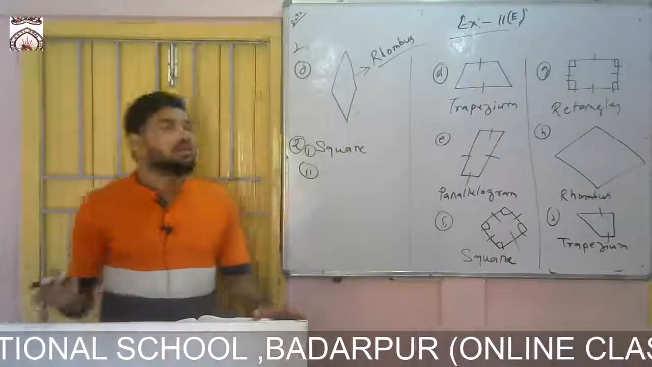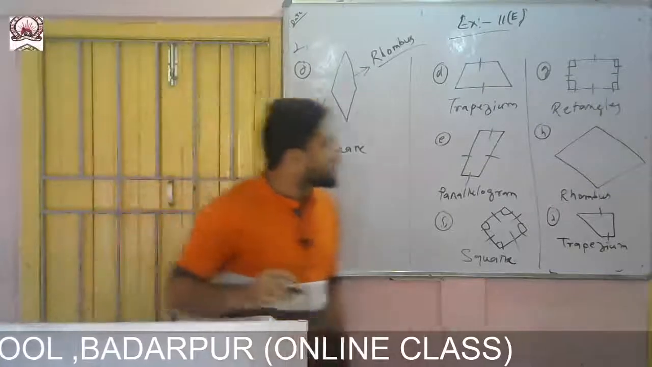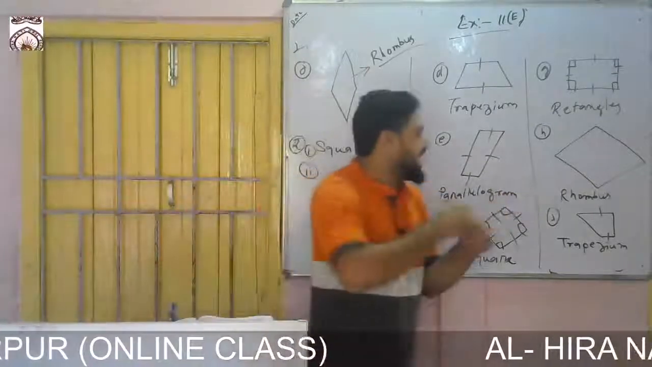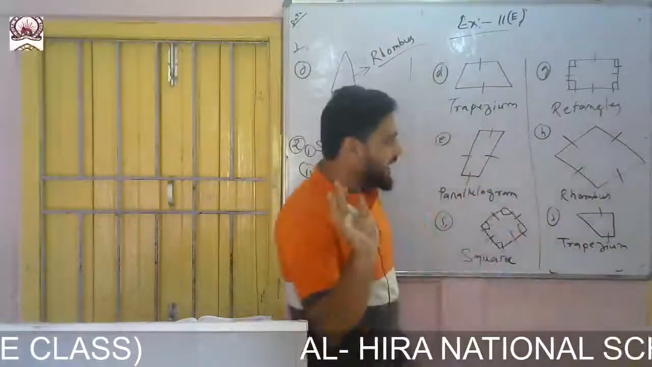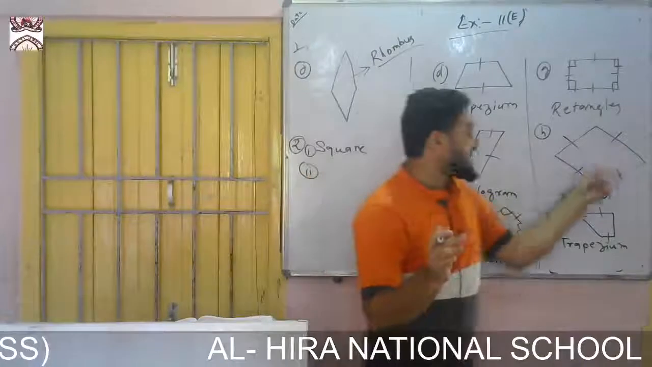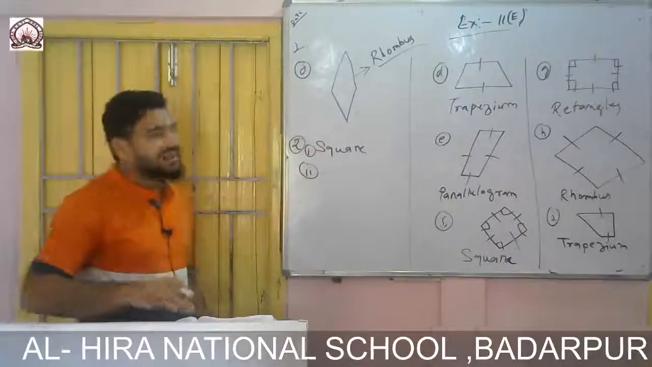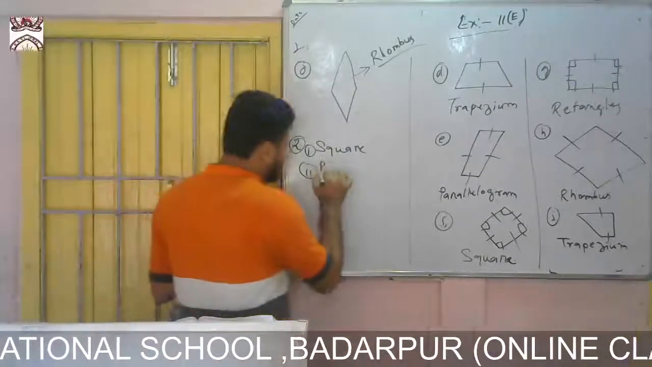called a what? So we know that in a rhombus, this side, this side, this side, this side all are equal. But these angles are not 90 degrees. For that reason, we cannot draw 90 degrees. So it is a rhombus.